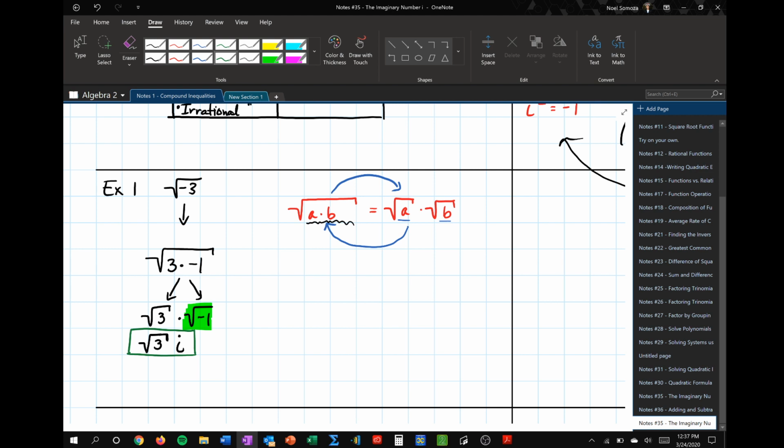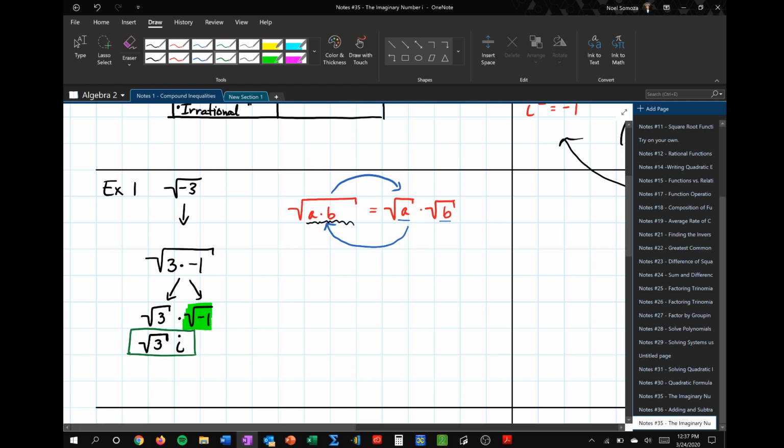Okay, are there any questions on that part so far? It's pretty simple. If I have a square root with a negative number inside, the number stays the same. I still keep the square root of 3, but in order to make it positive, I have to take the negative out and then insert an i.